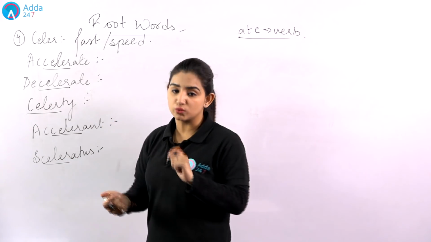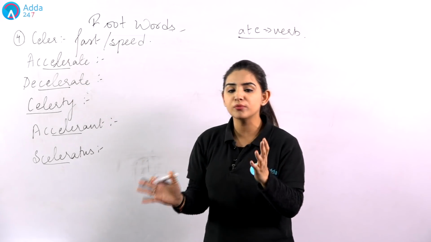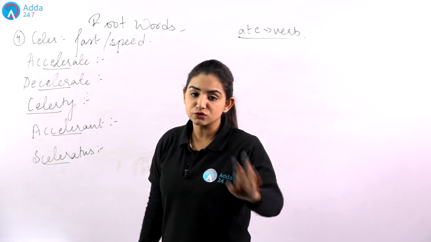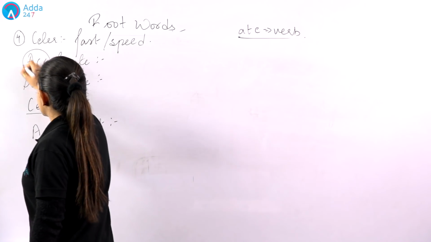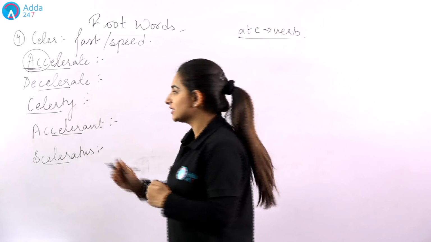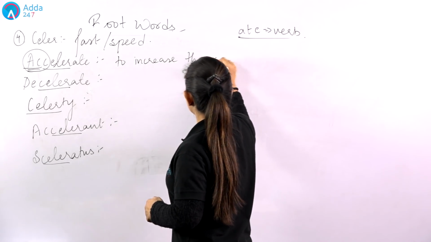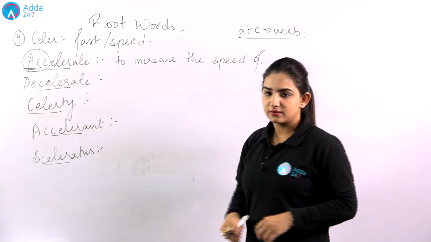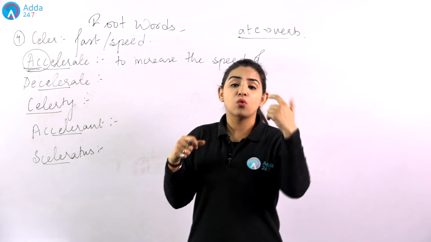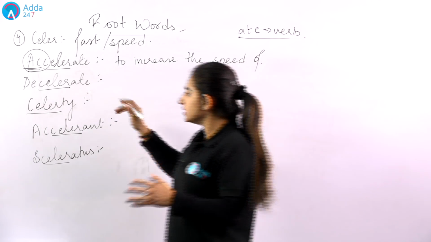So this is what happens with a root word, right? Celer is related to fast or speed. Now, no matter how many words you form using these, you will be having a meaning related to fast, related to speed only. For example, if I say accelerate, when I add AC to a word, this means to increase. So accelerate means to increase the speed of something. For example, you have accelerators in your bikes, in your cars. What does it do? It increases the speed of the car, the bike, right? So this is what it does.